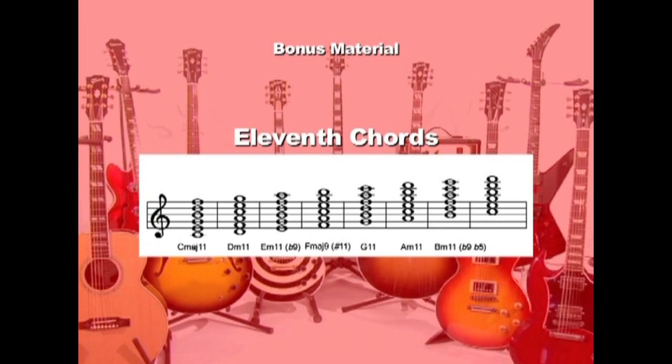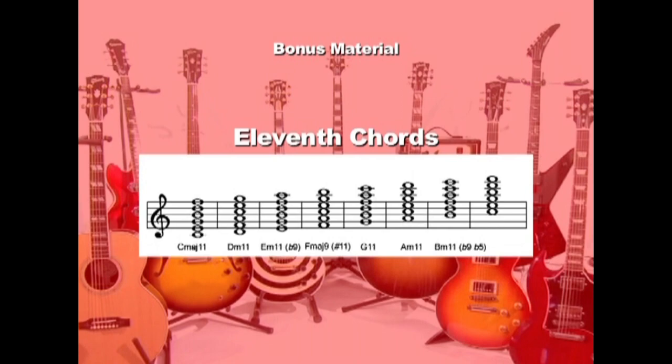The sixth chord is an A minor 11th: A, C, E, G, B, D. The seventh chord creates a B minor 11, flat 9, flat 5, consisting of B, D, F, A, C, E. This chord is often altered to a B minor 11, flat 5: B, D, F, A, C sharp, E.